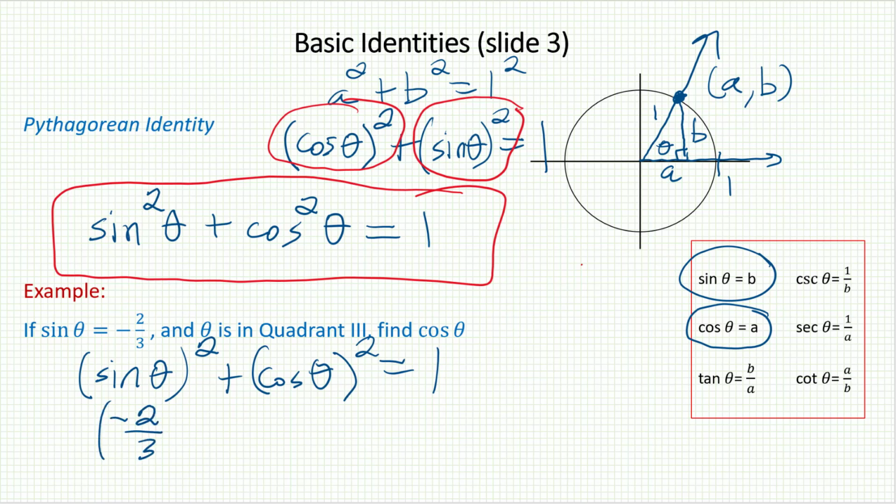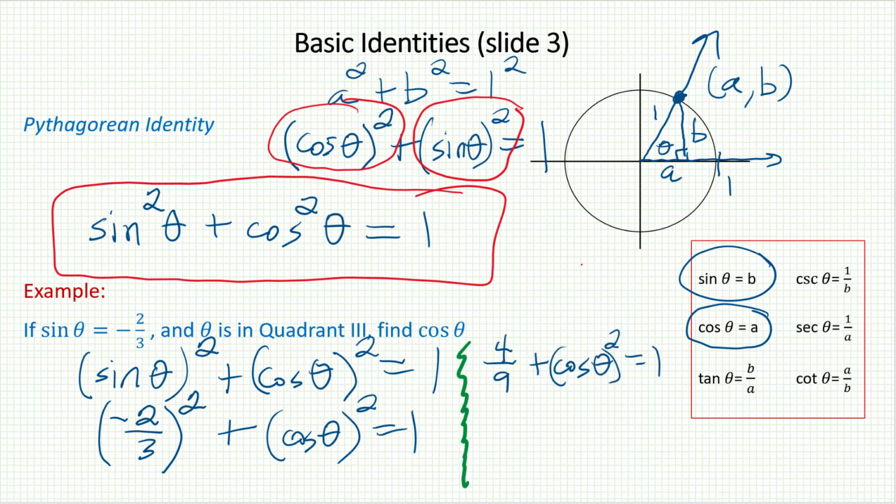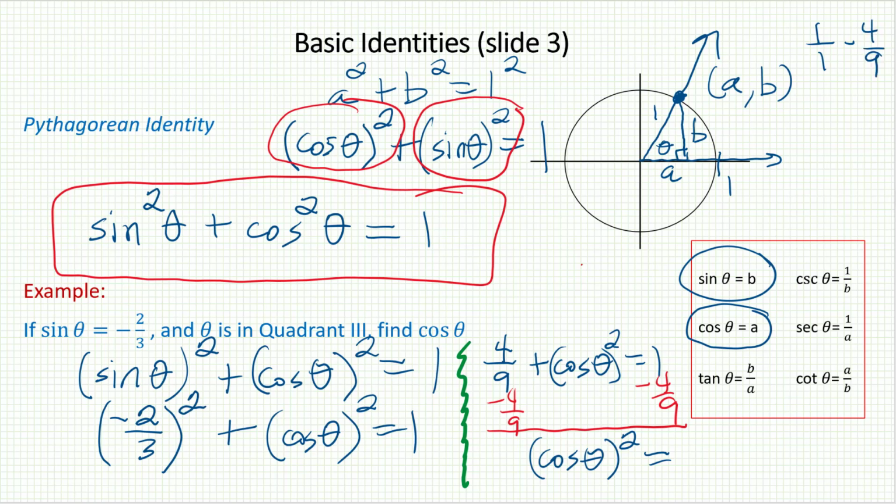I'm not filling in something for theta. I have no idea what theta is. I know it's in quadrant 3. All I know is the sine ratio. That's what's being squared. Now I can solve this equation for cosine theta, which is what I want to know. Let's see, negative 2/3 times negative 2/3 would be 4/9. And then I need to subtract 4/9 from each side. Let's see, how do I do 1 minus 4/9? Maybe I better go off on the side. 1 would be 1 over 1, common denominator of 9. So that gives me 9/9 minus 4/9, which would of course be 5/9.